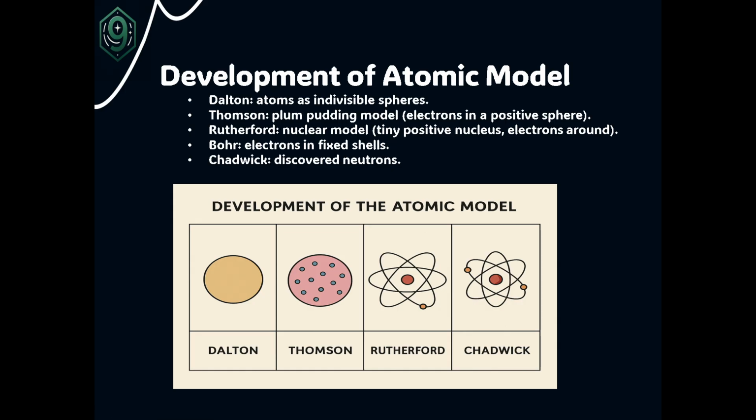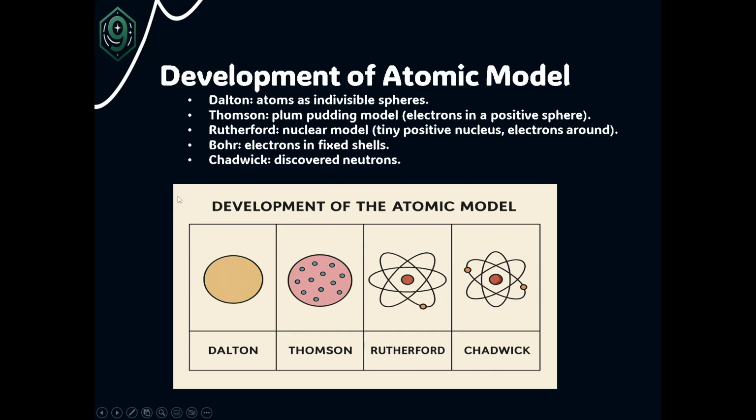Simple, but wrong. Then Thomson came along with the plum pudding model. He thought atoms were a big positive sphere with negative electrons dotted inside, like raisins in a cake. And then Rutherford tested this with his famous gold foil experiment. He discovered atoms have a tiny positive nucleus in the center, and most of the atom is empty space. Huge update. And then Bohr added that electrons aren't just flying anywhere, they're fixed in shells at set distances from the nucleus. And then finally, Chadwick discovered neutrons, which explained the missing mass.